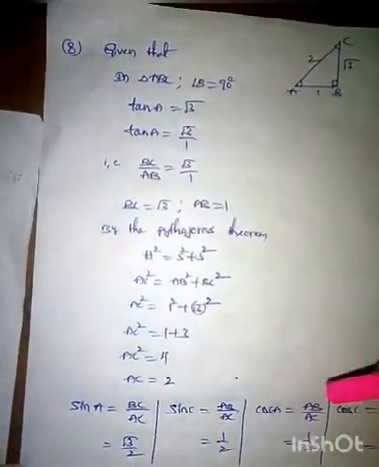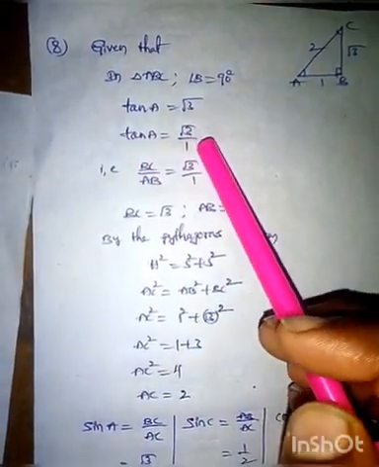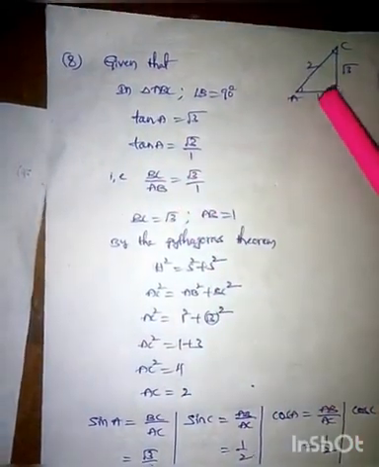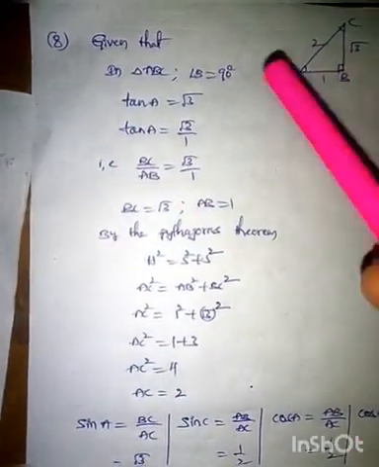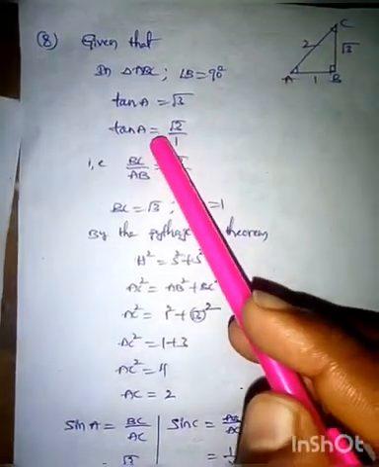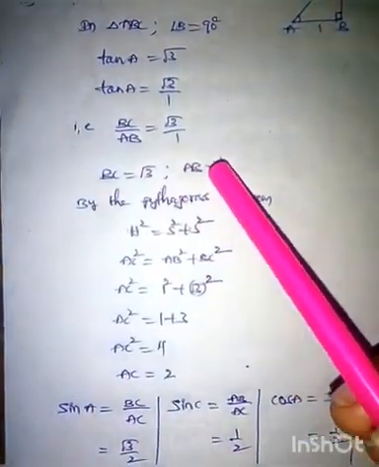Children, we can write the root 3 value as root 3 by 1. That's why tan A equals root 3 by 1. And you know that tan means opposite side by adjacent side. That is, the opposite side is BC, the adjacent side is AB. That is BC by AB equals root 3 by 1. Means BC is root 3 and AB is 1.